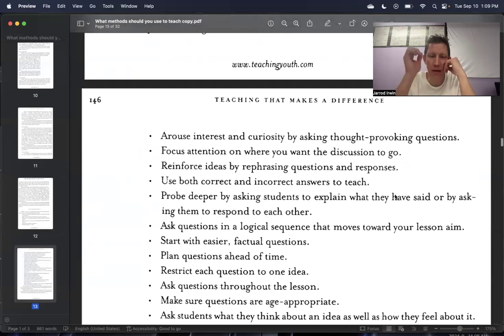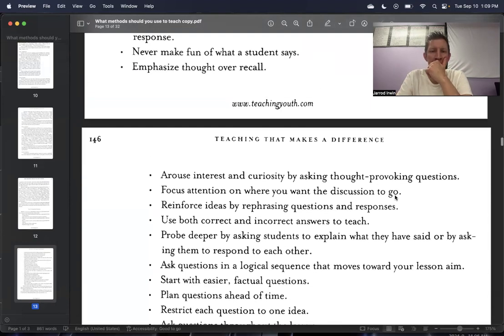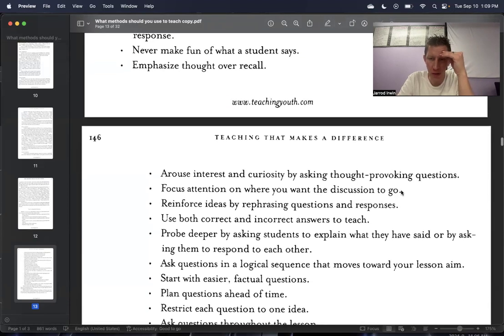All right, well, let's keep reading some more and we'll continue to discuss. Arouse interest and curiosity by asking thought-provoking questions. I think what we've already read speaks to this, but the question is, okay, how do you, what makes a question thought-provoking? How do you do that?